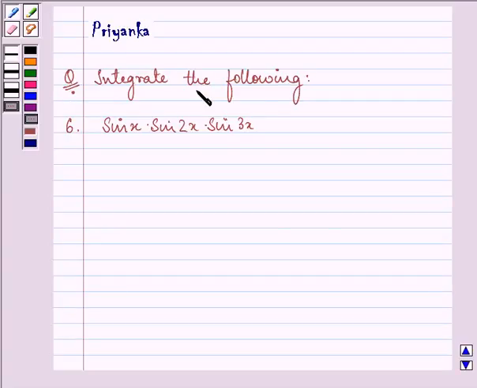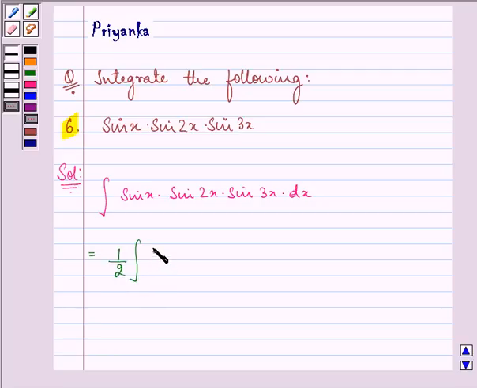The question says integrate the following, where the function is given to us as sin x into sin 2x into sin 3x. Here we need to integrate this function with respect to dx. Now, here on dividing and multiplying this function by a 2, we can have 1 by 2 integral of 2 sin x sin 2x multiplied by sin 3x into dx, right?